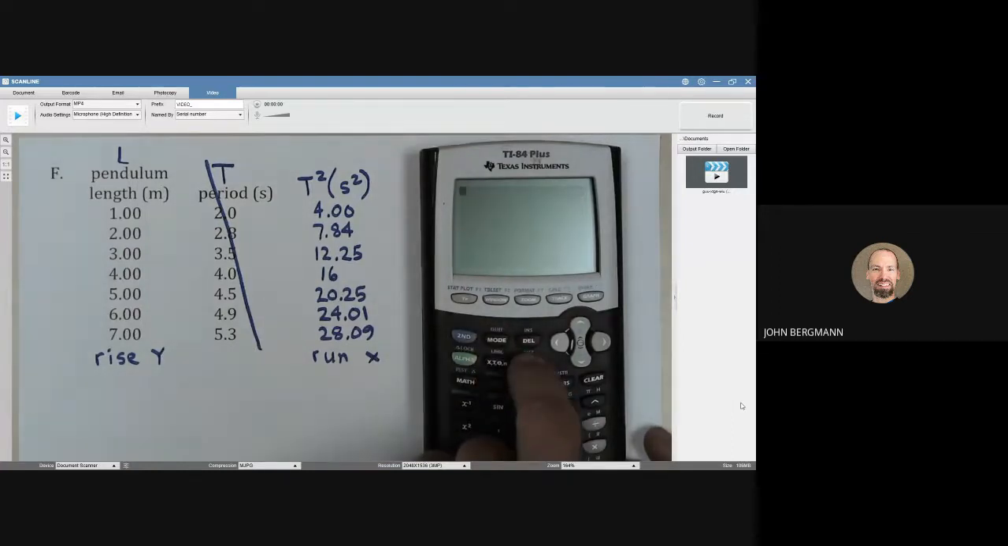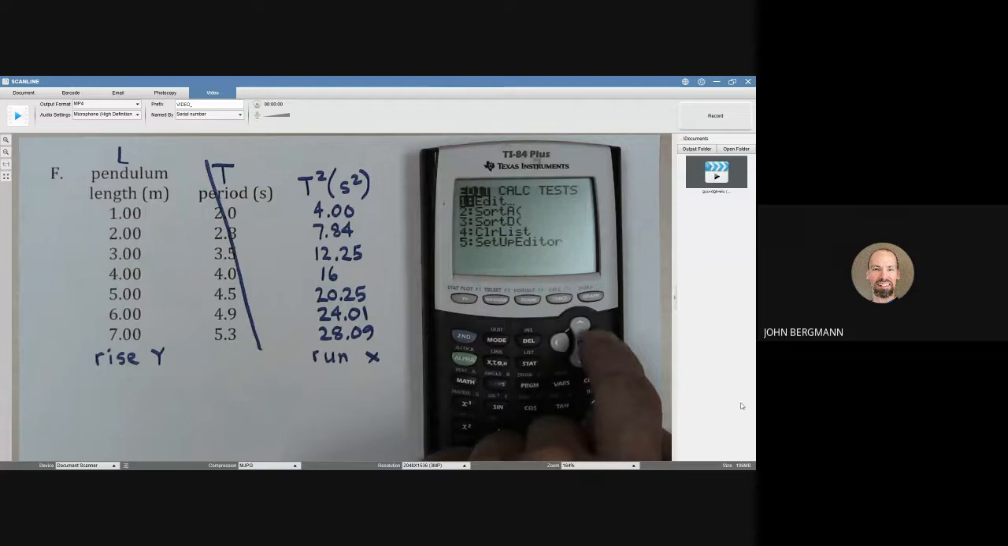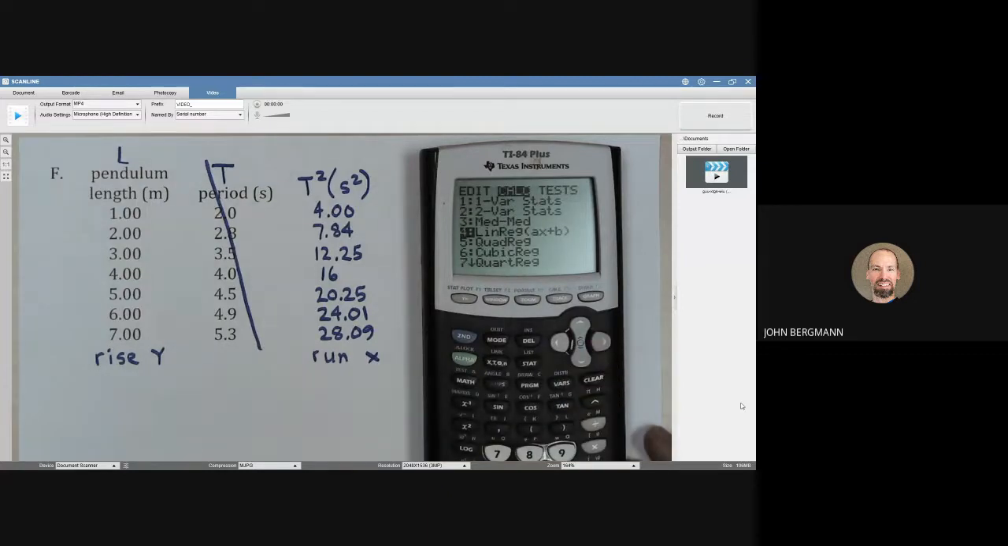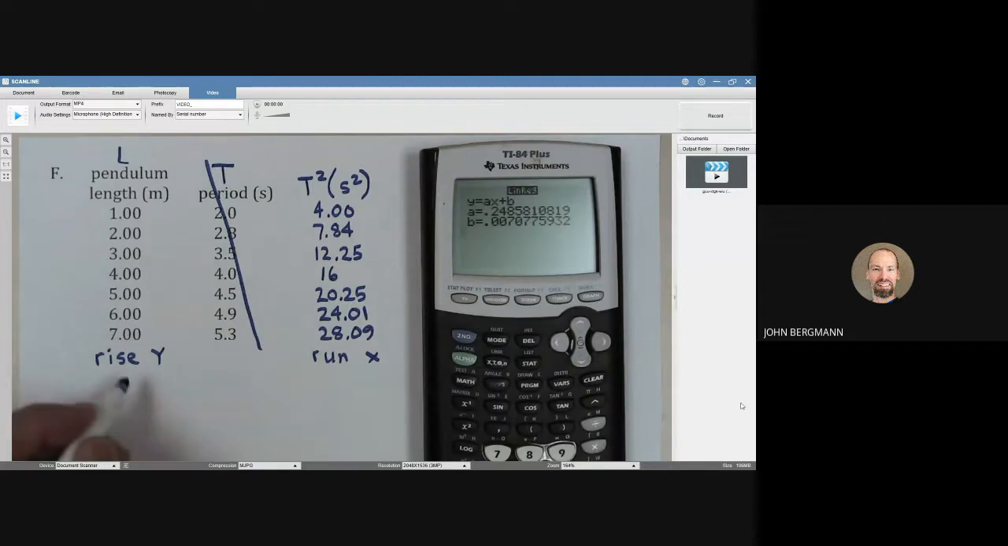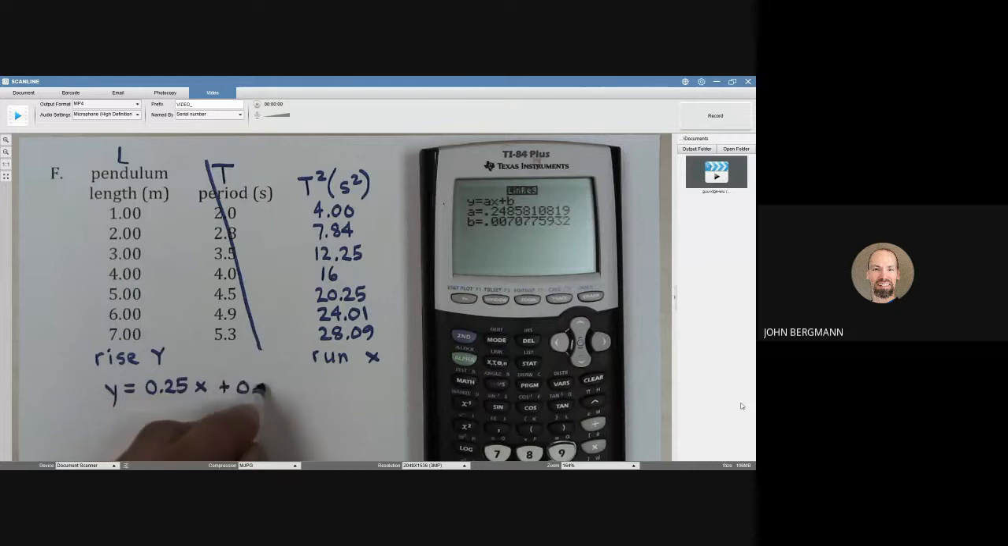Now we're going to hit stat again. Go back into stat, but now we're going to calculate. We're going to go down to number 4, linear regression, enter. Everything is set up the way I want it to be, so I'm just going to hit enter here, and here we go. Here's the equation that has emerged. Y is equal to roughly 0.25x plus 0.007.